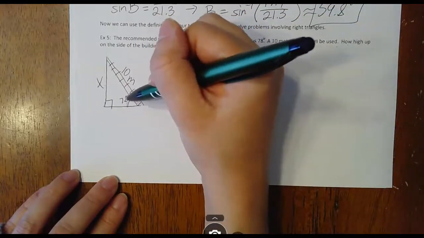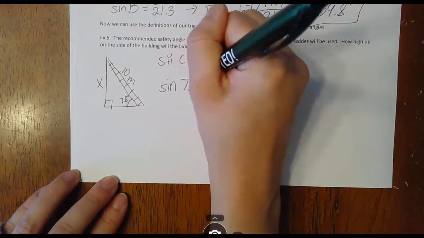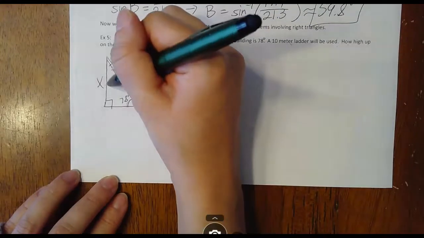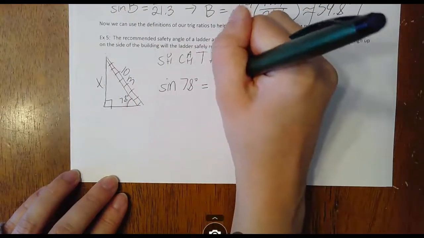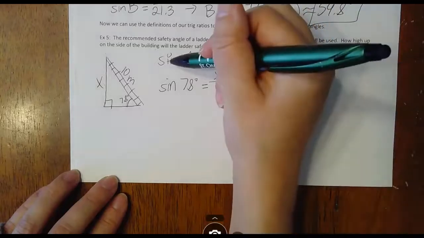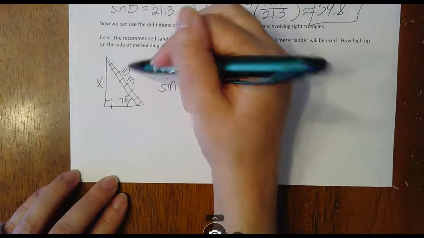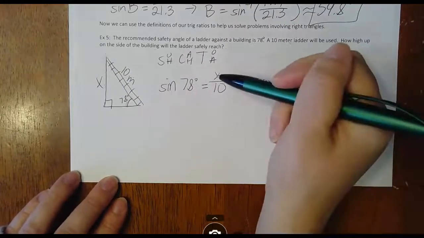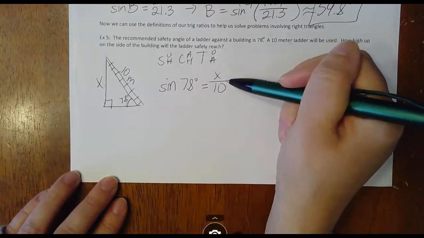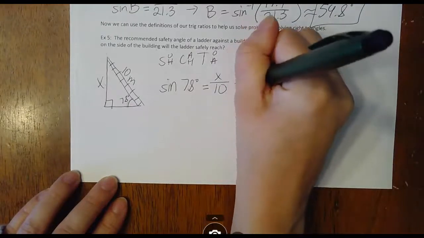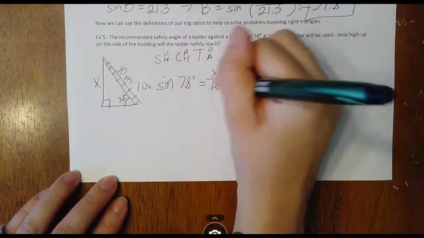So the sine of my angle, sine of 78 degrees, is equal to opposite over hypotenuse. So my opposite side is the unknown. I just labeled it an x. You can label it whatever you'd like. Over the hypotenuse, which is 10 meters. And then I want to solve for the unknown side length. So it's divided by 10. The opposite of division would be multiplication. So I'm going to multiply both sides by 10.